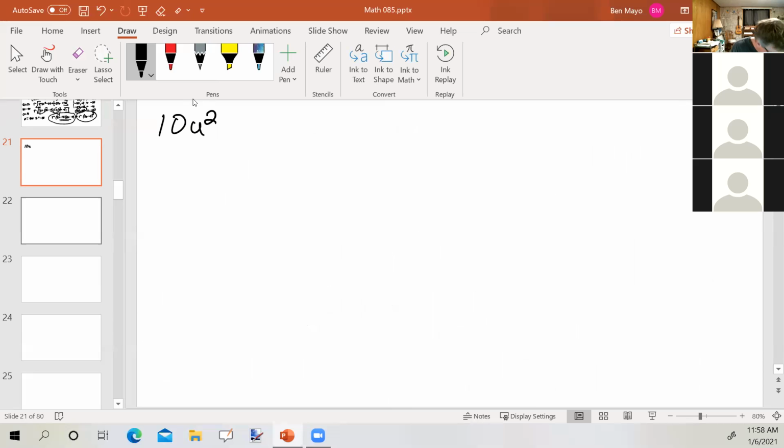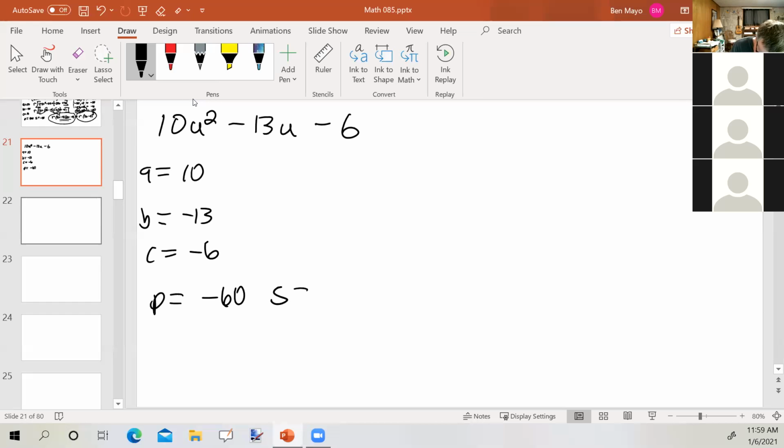10u squared minus 13u minus 6. Okay. This is in standard form of u. There's no greatest common factor. It doesn't have a leading coefficient of a 1 or of a negative. So we're just going to go to the ABC. A is 10, B is negative 13, C is negative 6. The product is negative 60, and the sum is negative 13.